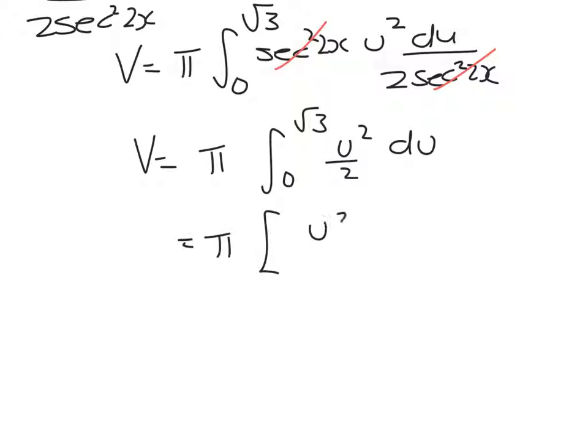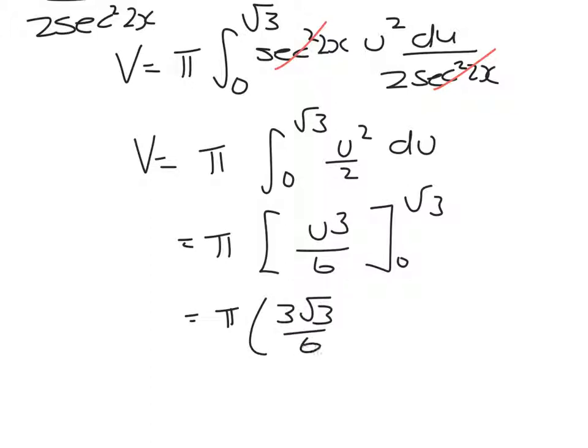U squared integrates to give u cubed over 3. We've got to remember the half as well, so we're going to have 6 in the bottom, from 0 to root 3. So that's pi times root 3 cubed, which is 3 root 3, over 6, which gives us pi root 3 over 2.